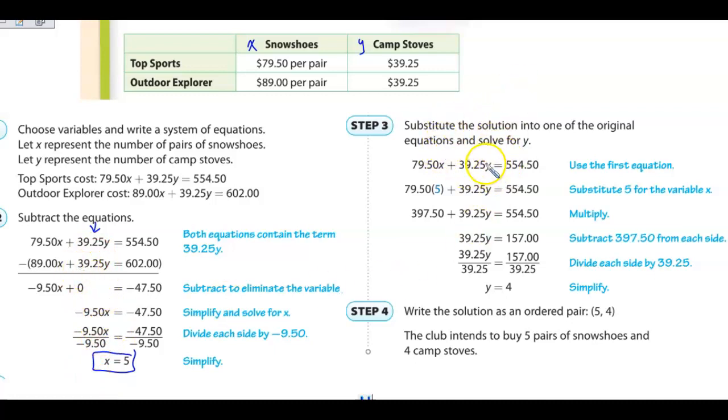Then we have substituting the value of x as 5 into the equation, and so we took the one for Top Sports, multiplied 5 times 79.50, got 397.50 plus 39.25y equals 554.50. Divided it, found that y is 4. So what we found is that we have a solution of 5, 4. So the club intends to buy 5 pairs of snowshoes and 4 camp stoves.